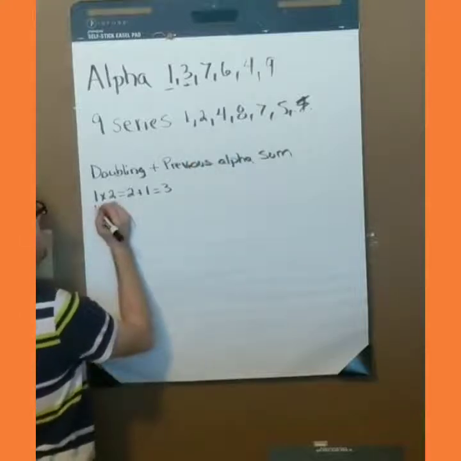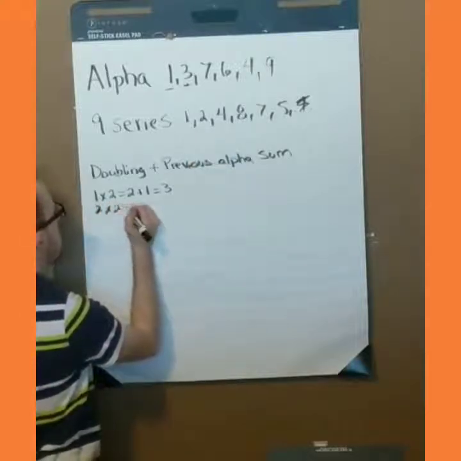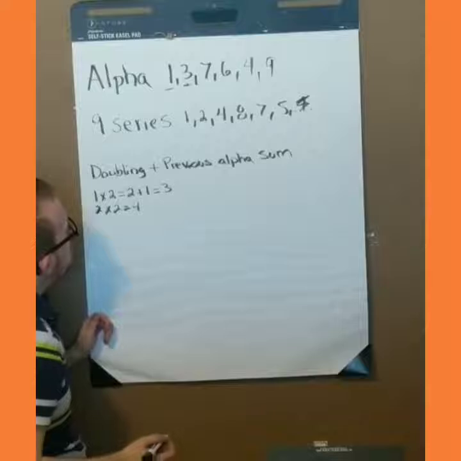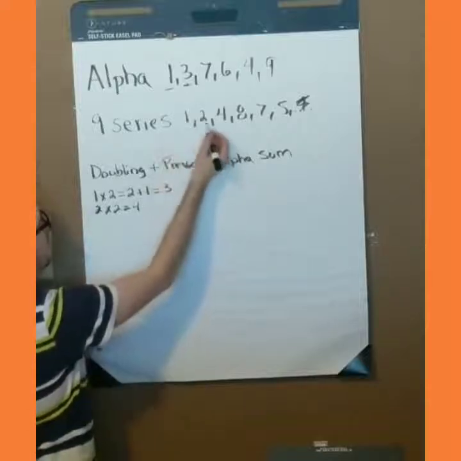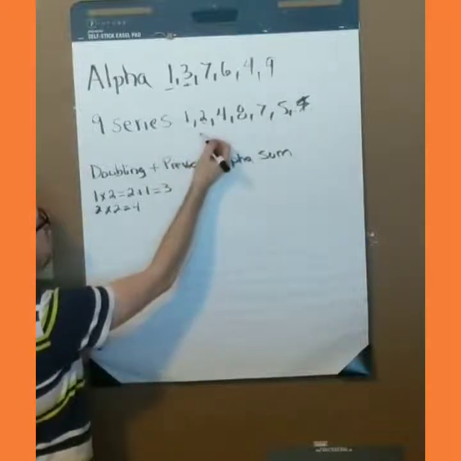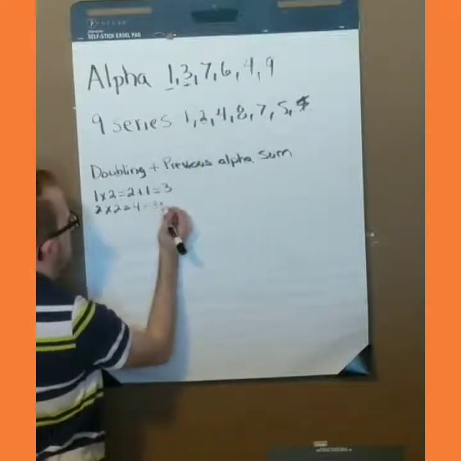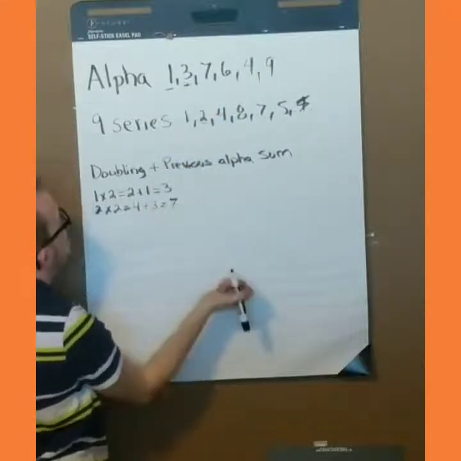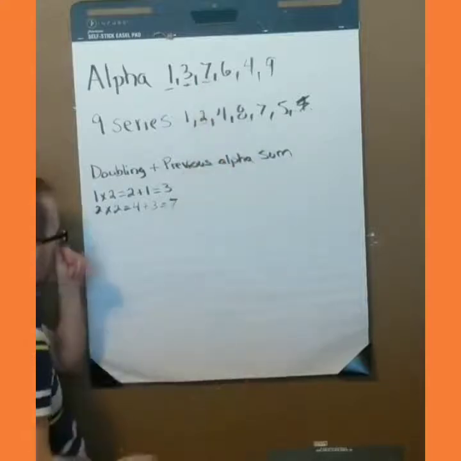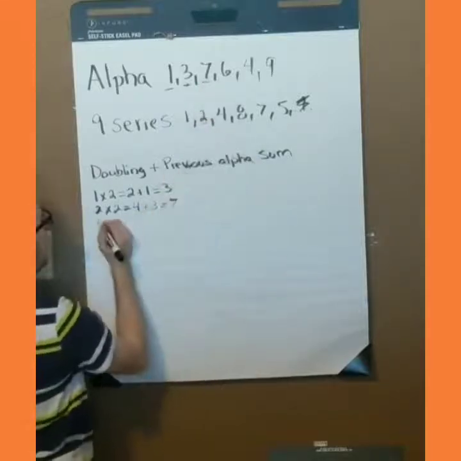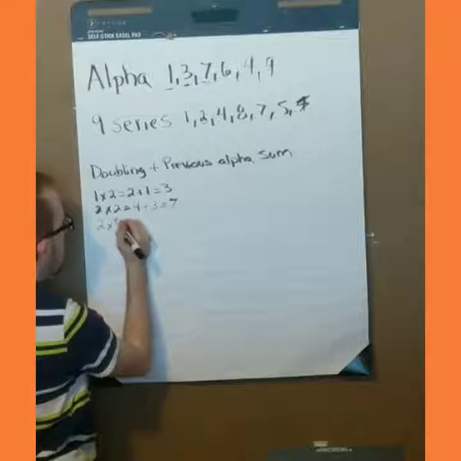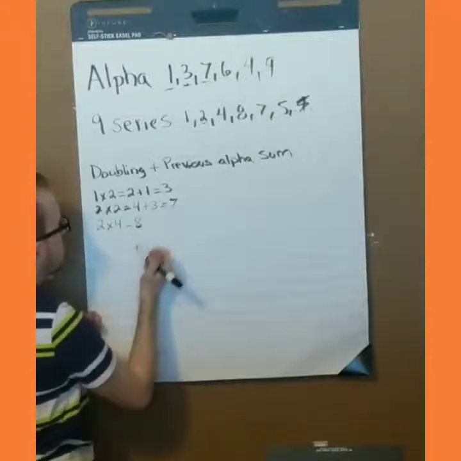We'll go to the next one. 2 times 2 equals 4. So we got this one. 2 times 2 equals 4 plus 3 equals the next number, which is 7. Let's keep going. 2 times 4 equals 8.